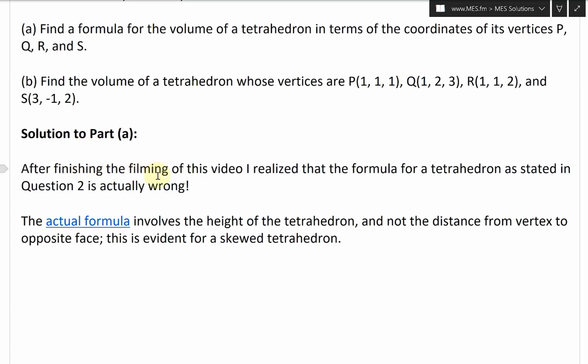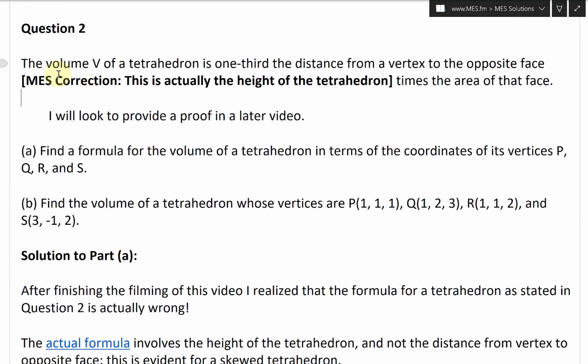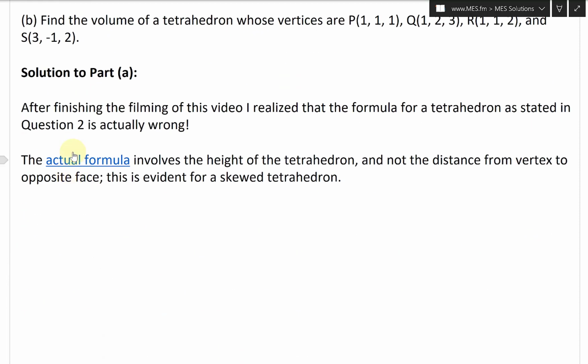After finishing the filming of this video, I realized that the formula for a tetrahedron as stated in question 2 is actually wrong. So that's not actually the formula. The actual formula, and here I added a link to the Wikipedia article, involves the height of the tetrahedron and not the distance from vertex to opposite face.